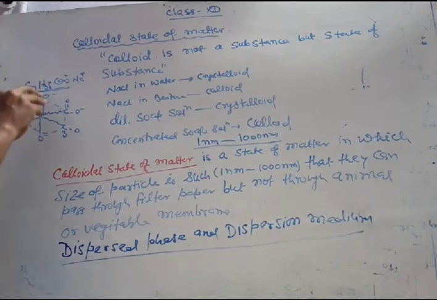This spherical cluster, cluster means associated particles, is known as micelles. इसको हम लोग मिसल्स बोलते हैं. This is the micelles. We will discuss it later.